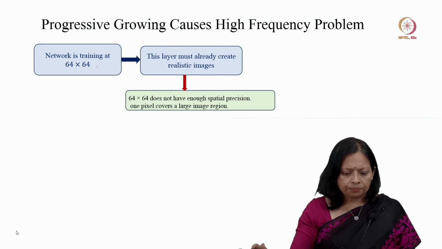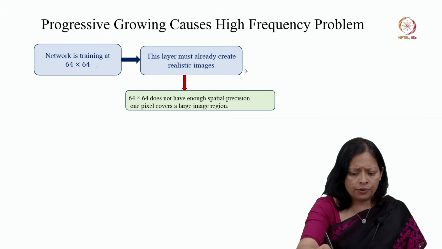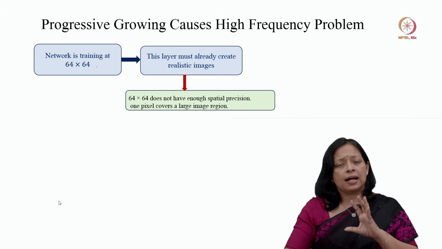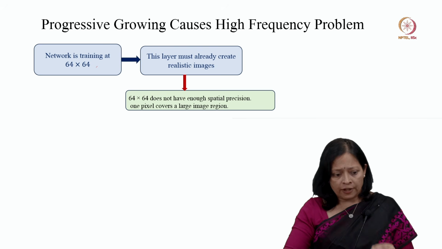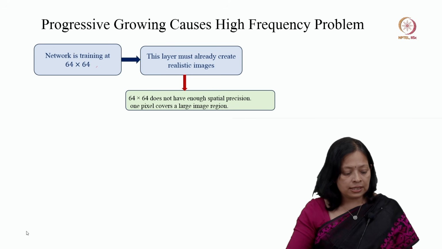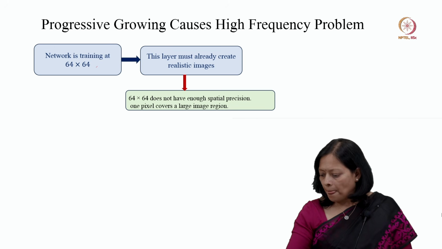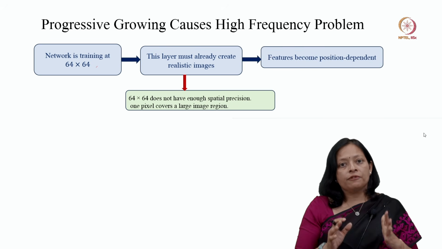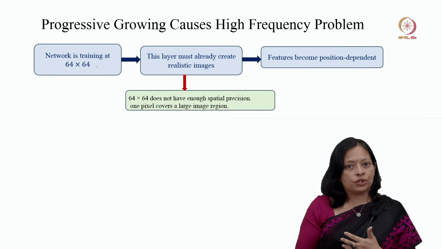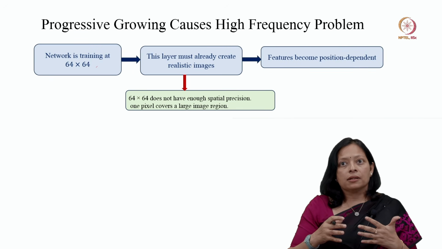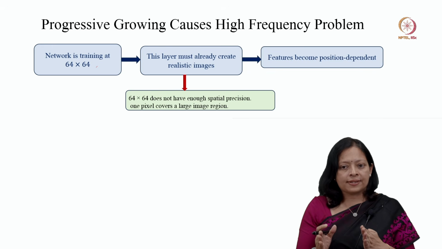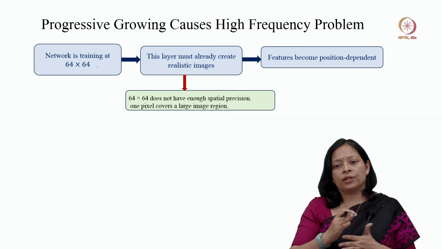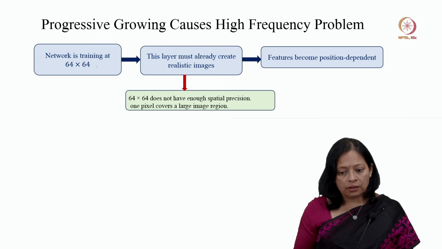Now, this 64 cross 64 does not have enough spatial precision. Maybe one pixel is covering a large image portion. So, from where will it give the finer details? It is not possible to give the finer details. In that case, whatever details it is giving, the features become position dependent, and that is one of the main reasons for this misalignment of features as and when we go into the progressive growing phase.